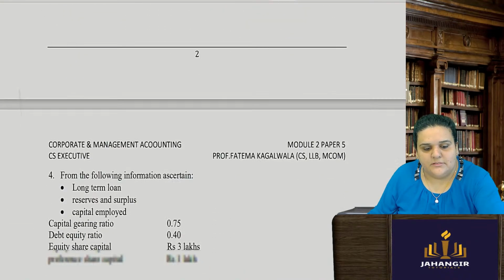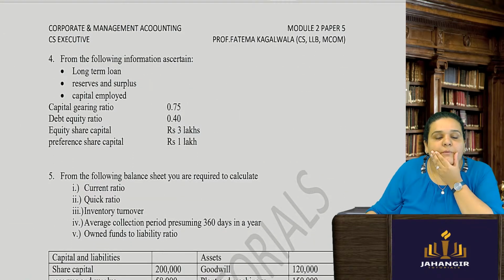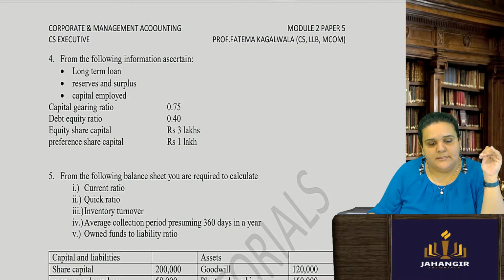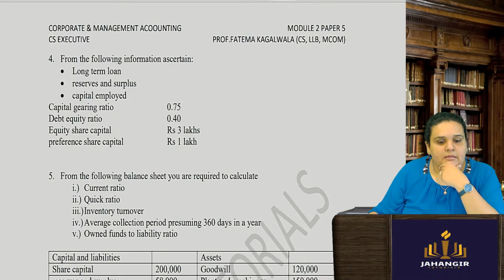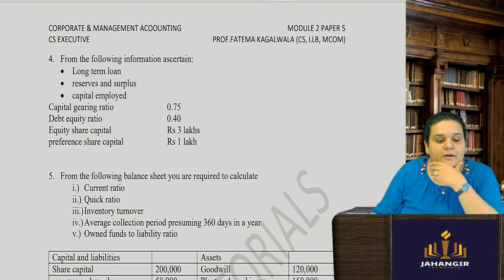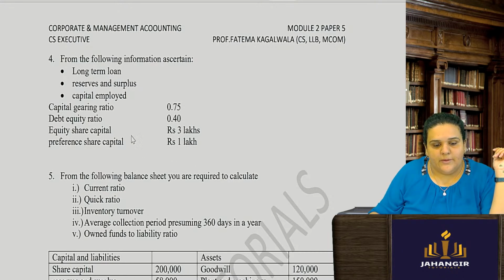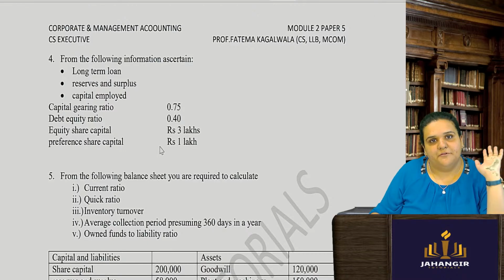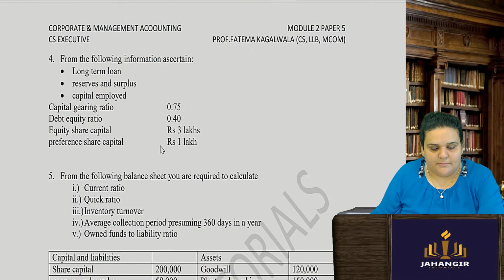Moving to the next question, number 4. From the following information now ascertain. Now they have given me the ratios, and they are telling me to ascertain how much is the long-term loan, what is the amount of reserves and surplus, what is the amount of capital employed. They have given me capital gearing ratio, debt equity ratio, equity share capital and preference share capital. This is the details they have given me.